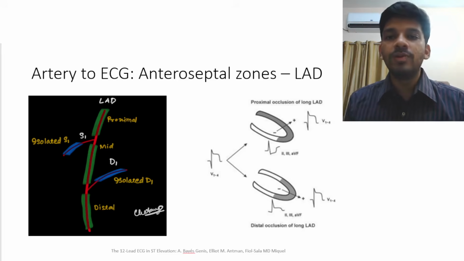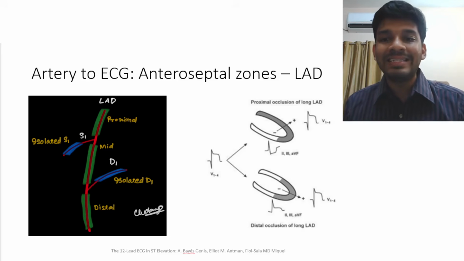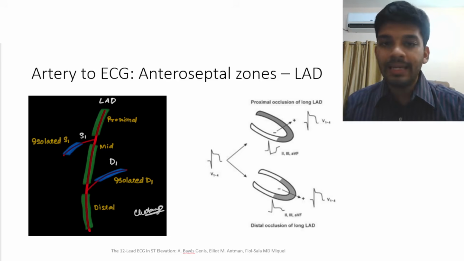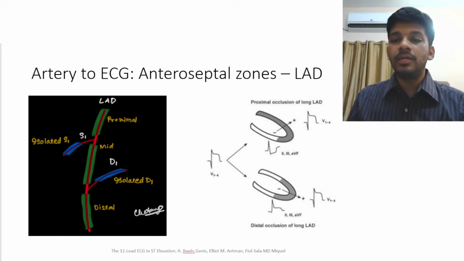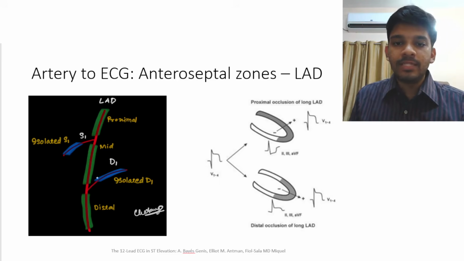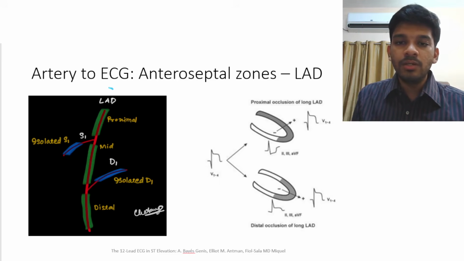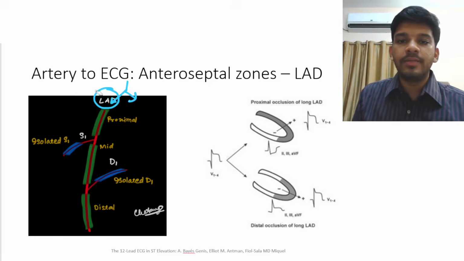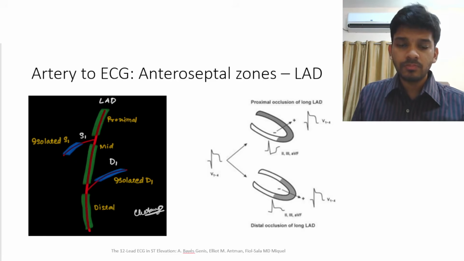And those occlusions we will localize to the left anterior descending artery. So when we want to localize to the LAD, we should understand the anatomy of the LAD. Looking at the anatomy, this is the LAD, as we have discussed, arising from the left coronary cusp. The left main coronary artery divides into the LAD and the left circumflex artery. That is proximal to what we have discussed.